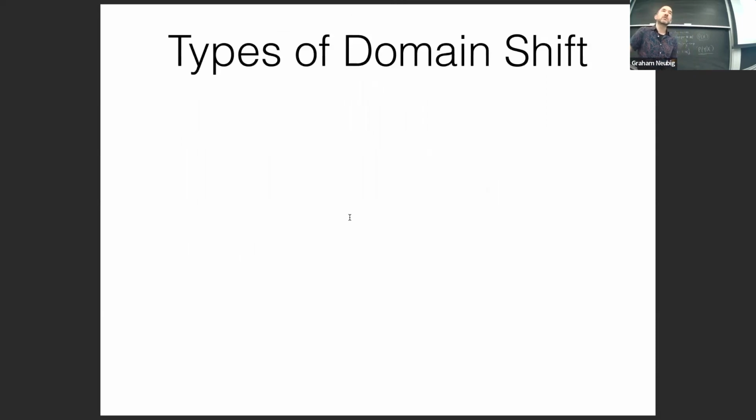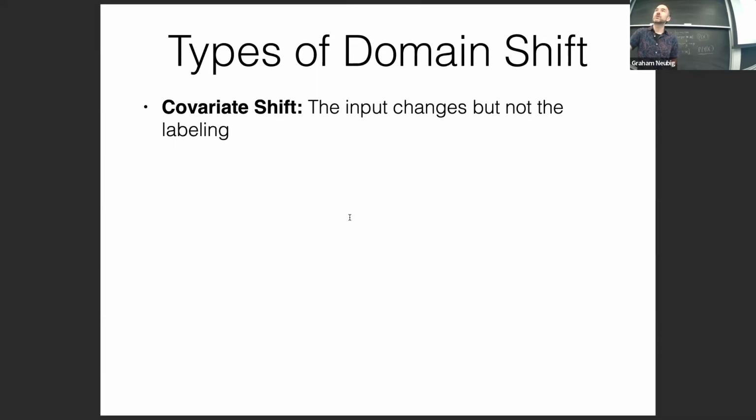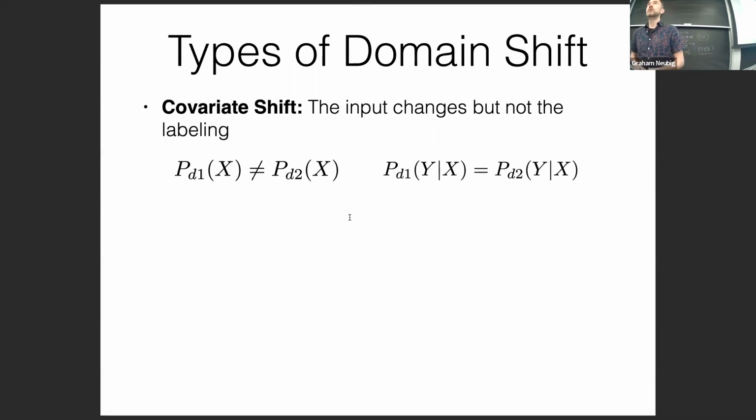Another good thing to think about is the type of domain shift that you're dealing with. There are two technical terms we use when talking about a domain shift, and one is covariate shift. Covariate shift is basically where the input changes, but not the labeling. We see that domain 1 and domain 2 have a different distribution over the input, but the distribution of the output given the input is the same.